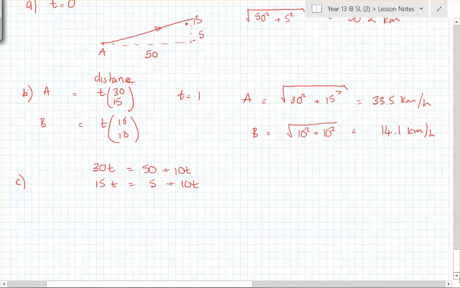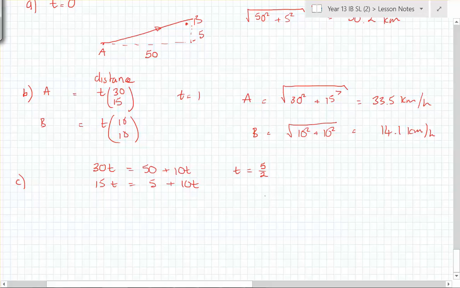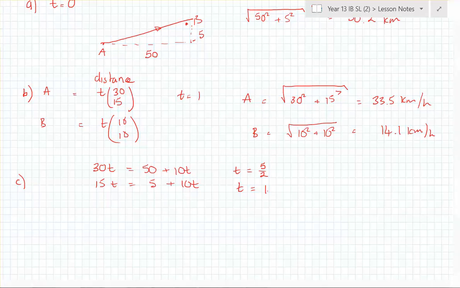If I now work out what t is, for this first one, we get t is 5 over 2. I'm not showing my working here, but you're happy that it's 5 over 2? Take 10t, you get 20t equals 50. Right, okay. And this one, you get t equals 1. Right? Now, in terms of this application, what does that mean?